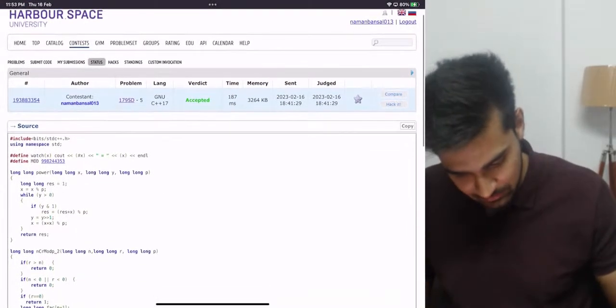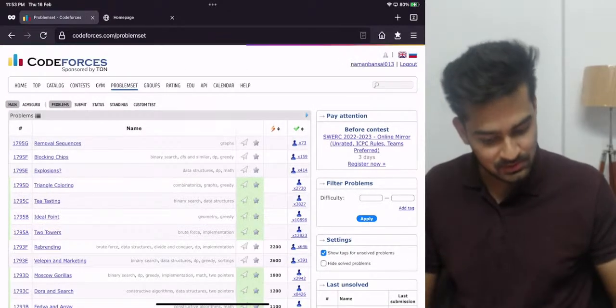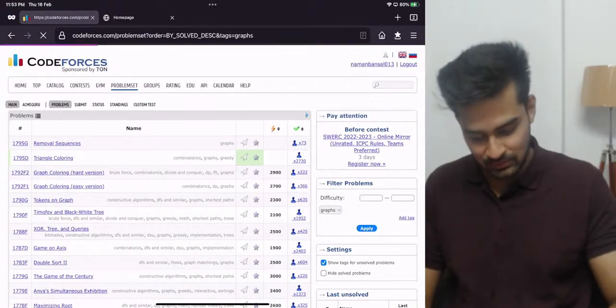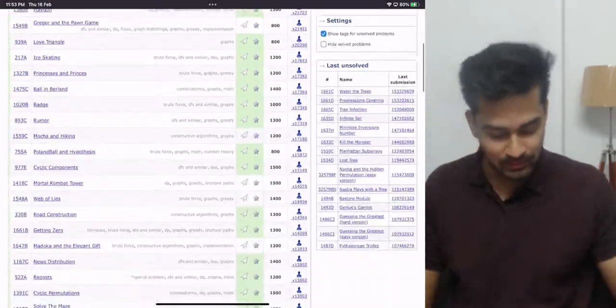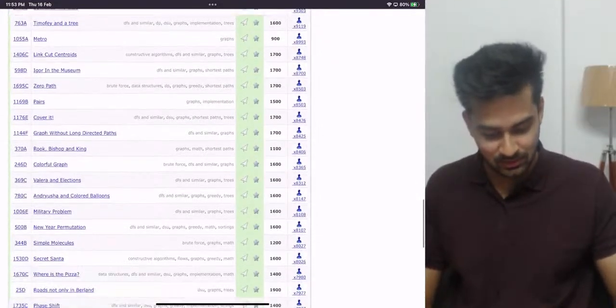Then I picked my tag as graph, sorted all these on the number of submissions, and then I completed all the problems of page 1 and page 2. If you see page 1 and page 2, I've completed all the problems. Okay, these are all the new problems. That's why they are not green.